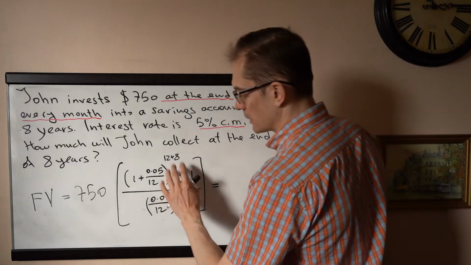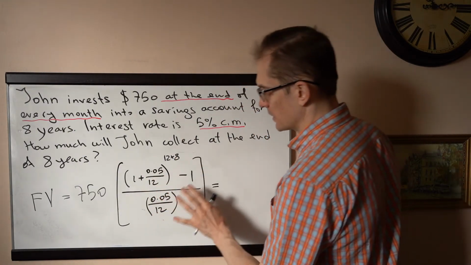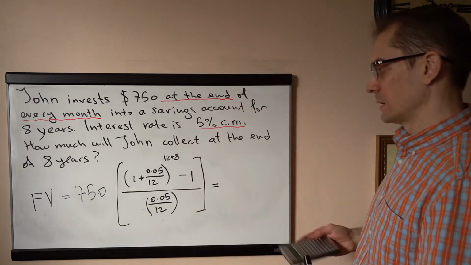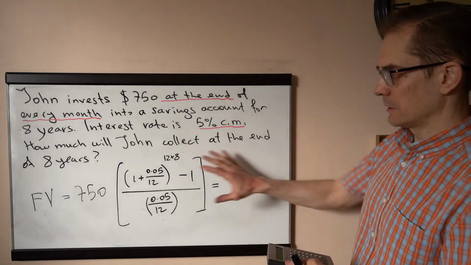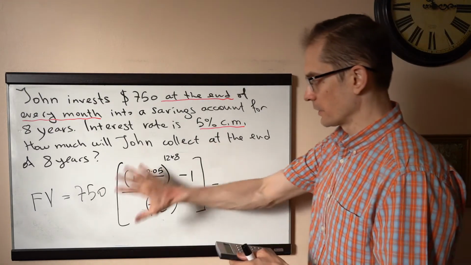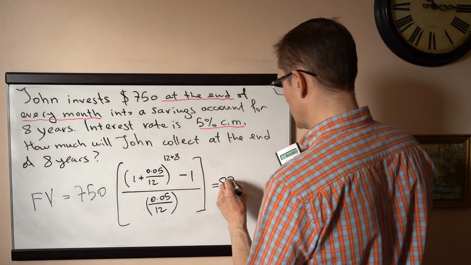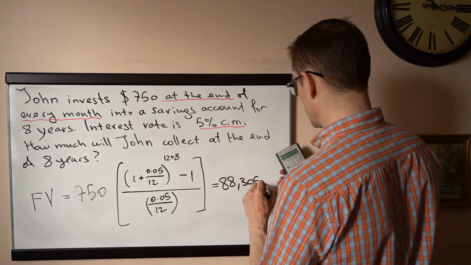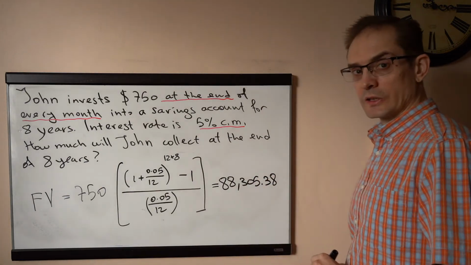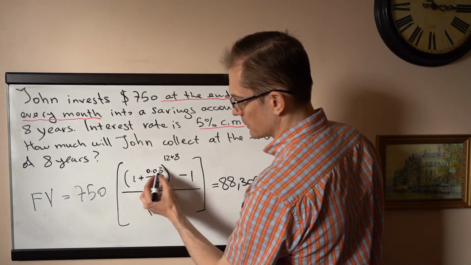You can use your calculator to compute i separately, and n separately if necessary, and then put it all together. Or you can just put everything in this formula and compute the future value using the whole structure right away. It appears to be 88,305.38.